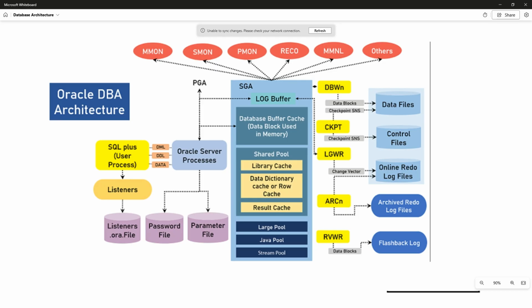There will be a pool. From there a server process will be allocated to a user process via a dispatcher. Okay, the dispatcher will come into the picture.